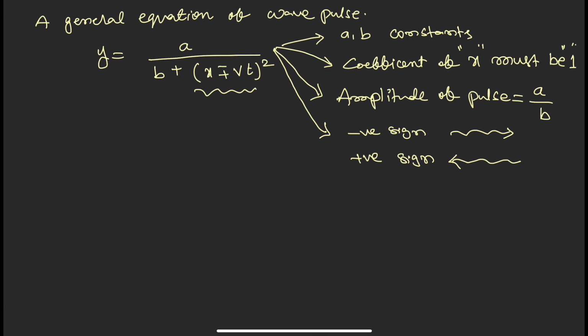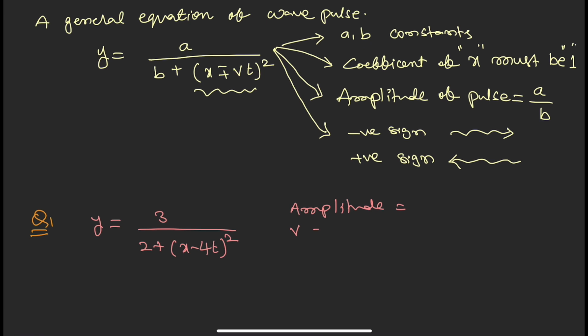So here an example, question 1, I'm choosing this. Now y is equal to 3 by 2 plus (x minus 4t) whole square. First, what is the amplitude? Next, what is the wave velocity? And what is the direction? So these are the questions.